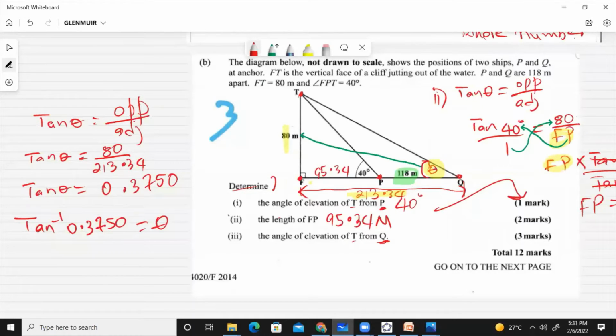Please, somebody help me out now, verify with me, 0.3750. I am getting 20.56. Yes, sir. Thank you very much for that confirmation. 20.56 degrees. And that is the angle of elevation. So that is for that angle right there. So that's what is going on.